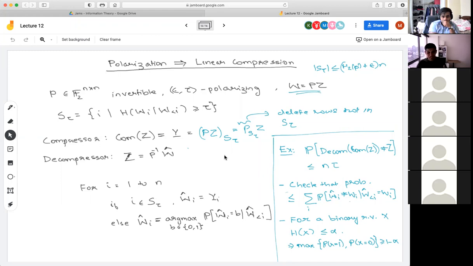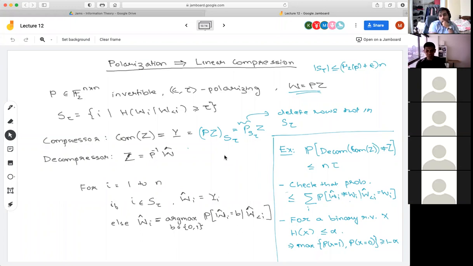And the decompressing algorithm is, again, relatively simple. Just go in order. For every entry, if this entry is in S tau, then you already know what the value should be. It's just whatever is written as Y. Because in the compression scheme, we just delete a bunch of entries from W. So if this is one of the non-deleted entries, then you should just use it.